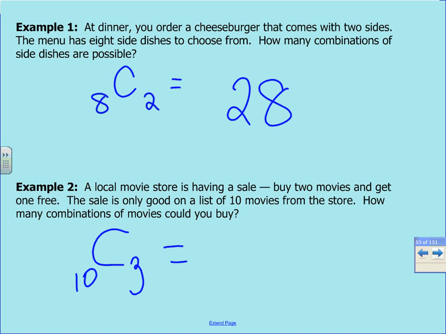Matt? Yes, because it's buy 2, get 1 free. So based on this problem, they're the exact same price. Good point. Annalise? It tells you. You're buying 2 movies, and you get 1 free.